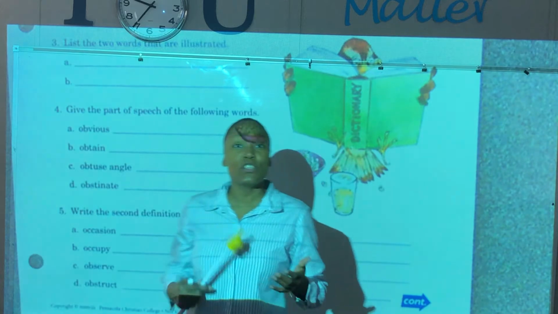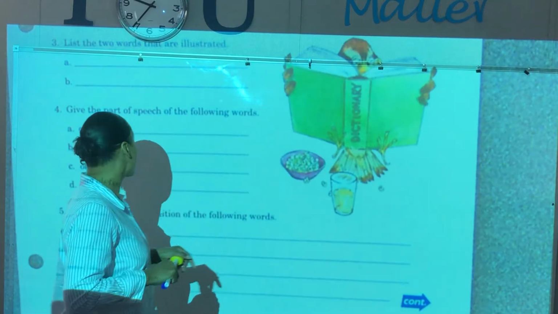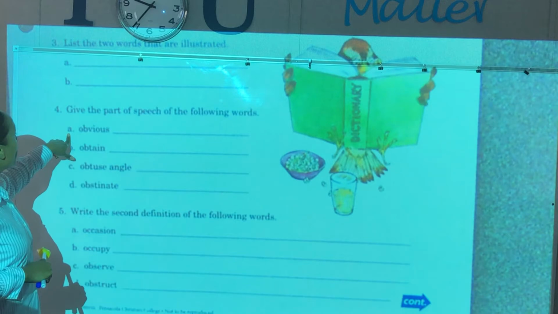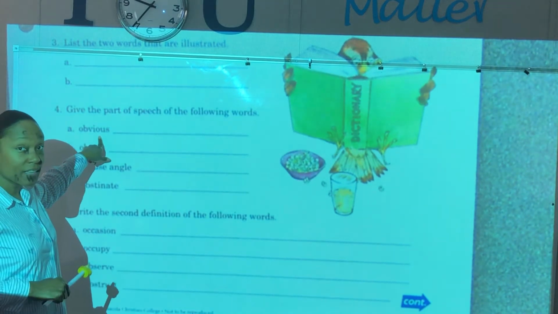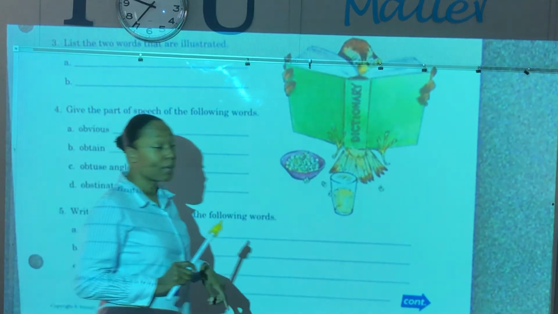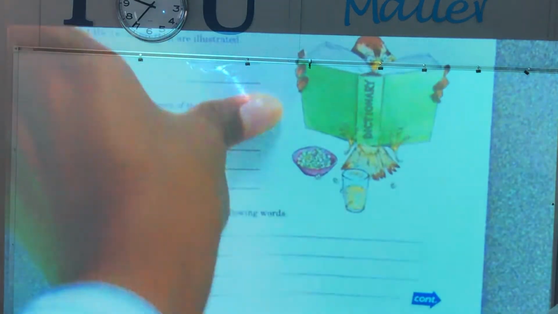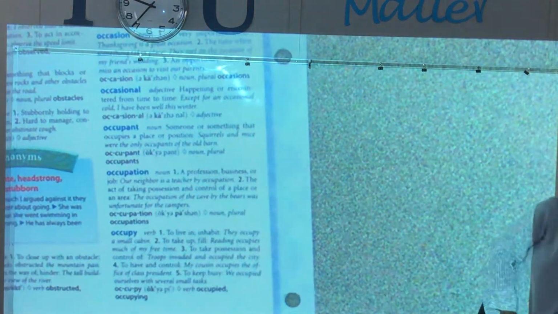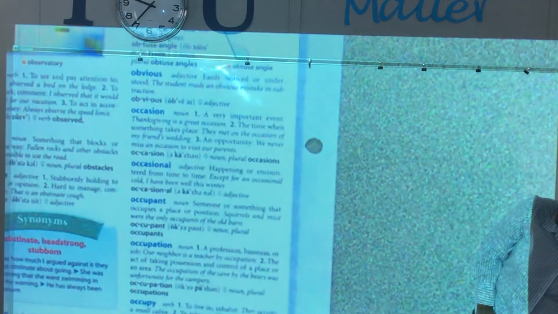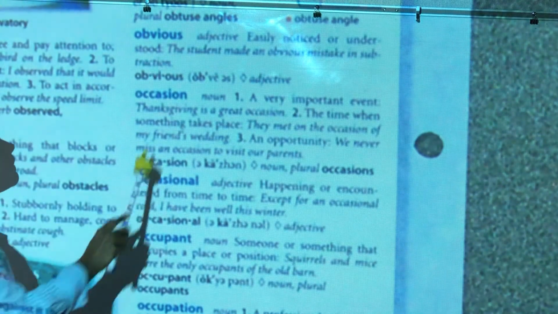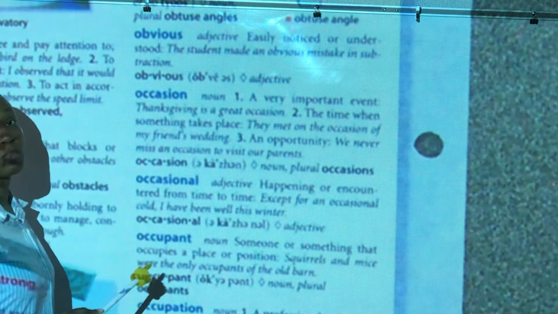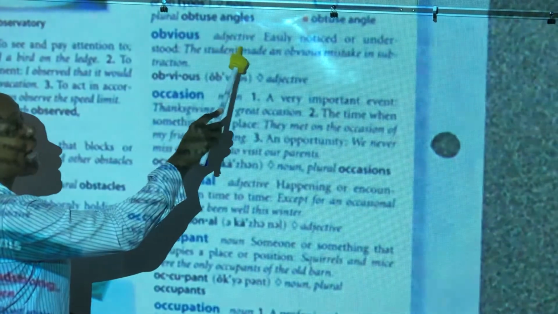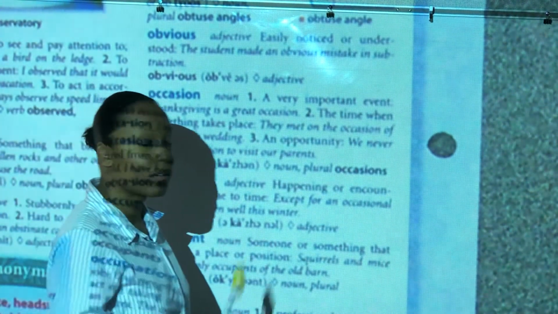For the next section, you simply have to identify the part of speech, and we are going to look at the first example, which is obvious. So I want you to locate the word obvious on page 216. It's at the very top, and you'll notice adjacent to it is the part of speech. So the part of speech would be adjective, and you'd record that in that section.